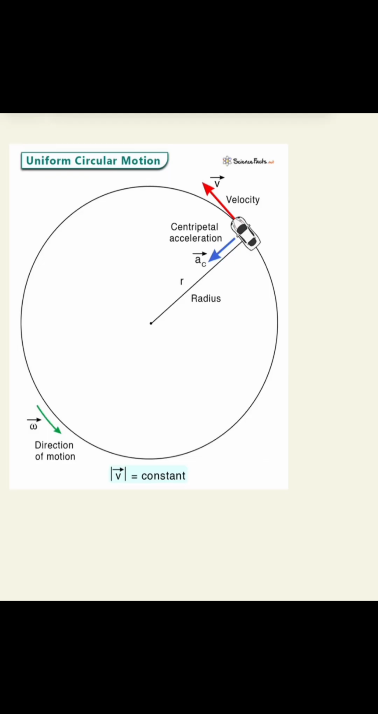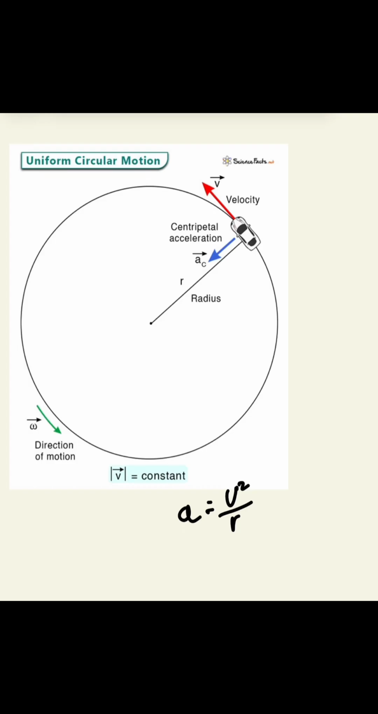Alright, because the acceleration points inwards, while the velocity points tangentially, the acceleration continuously changes the direction of motion without changing the speed, keeping the object on its circular path. Now the magnitude of the centripetal acceleration is calculated like this. a is equal to velocity squared divided by the radius, a = v²/r.